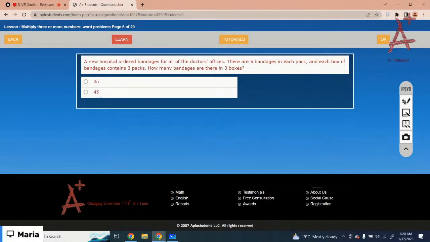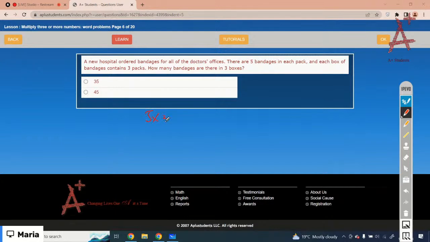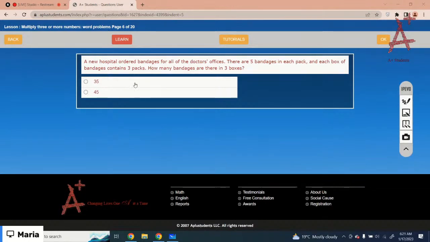Okay, a new hospital ordered bandages for all of these doctors' offices. There are 5 bandages in each pack. Each box of bandages contains 3 packs. How many bandages are there in 3 boxes? So you have to do 5 times 3 times 3. Got it? 5 times 3 is 15, and 15 times 3 is, yes, it would be 45. Got it? So the correct option is 45.